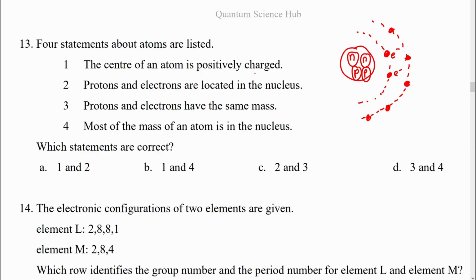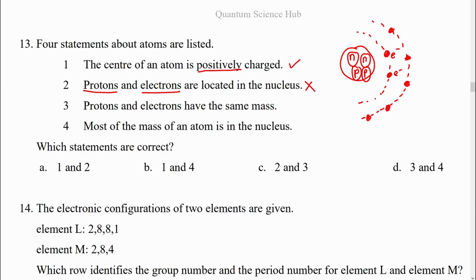The center of an atom is positively charged. Yes, remember neutrons have no charge, while the charge of a proton is positive. So yes, it is positively charged, right? Because it contains protons and neutrons. So this is correct. Next, protons and electrons are located in the nucleus. Only protons are located in the nucleus, not electrons, because electrons are located in the electron shells, which are outside of the nucleus. So this statement is wrong.